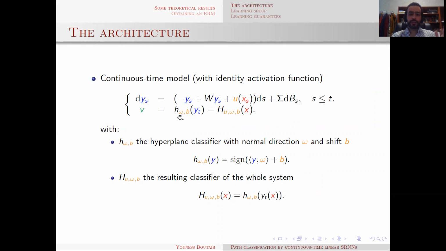We act on it using a hyperplane h_{omega,b}. So omega is the normal direction of the hyperplane, b is the shift of the hyperplane, and then we get a label v. To understand the relationship between the input signal x and v, we act on x using a hypothesis capital H, which has parameters u, the pre-processing map, and omega and b, which are the parameters of the hyperplane.